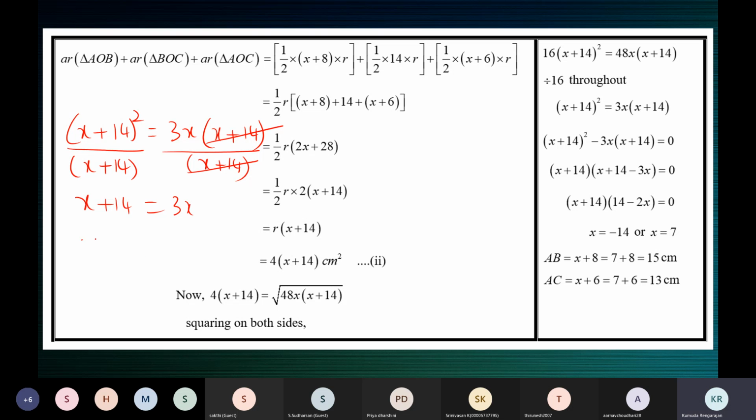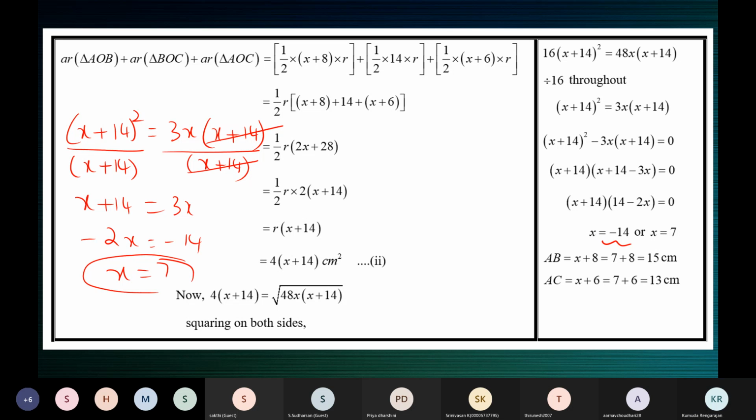So on solving this, you will get minus 2x is equal to minus 14. X is equal to 7. You will get only one value for x. You will lose the other value, which is minus 14. It's okay. That value which you will lose, it will not be an acceptable value.